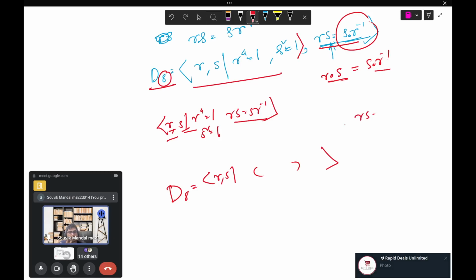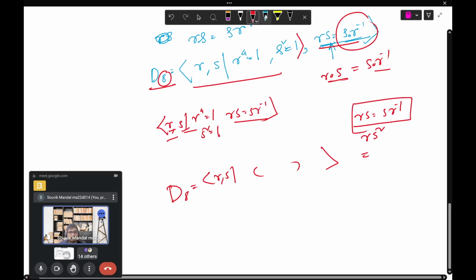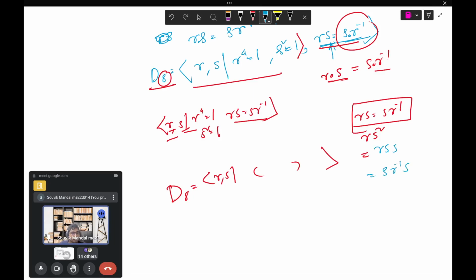So for example, you have rs equal to sr inverse, right? Now you may wish to calculate rs squared. If you have rs equal to sr inverse, then rs squared equals rs into s, right? Now rs equals sr inverse, so this is s r inverse into s r inverse s, which can be written as s of r cube s. I mean, you can calculate that it will actually be s r to the power minus 2. You can calculate using this relation.